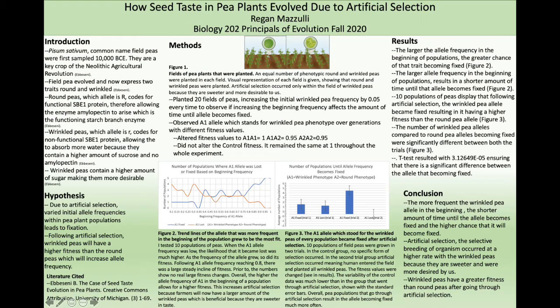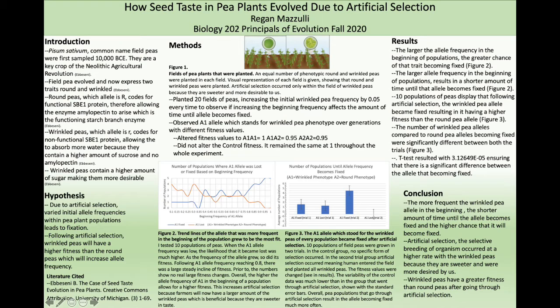So moving down to our graphs, figure 2 is trend lines of the alleles that were more frequent in the beginning of the population and grew to be the most fit. So the blue line here stands for A1 allele, which is our wrinkled pea allele becoming fixed, and the orange line stands for the A1 becoming lost. So as you can see in the beginning, it was much more common for the A1 allele to become lost, leaving no wrinkled peas in our population.